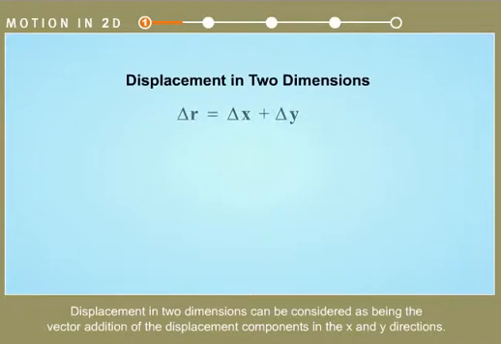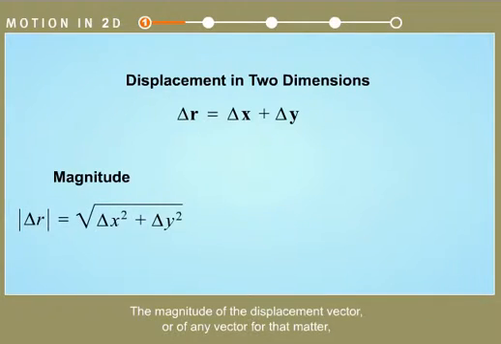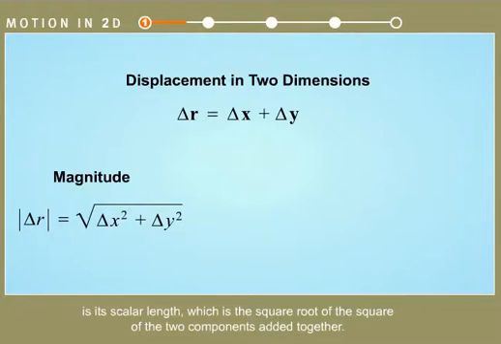Displacement in two dimensions can be considered as being the vector addition of the displacement components in the x and y directions. The magnitude of the displacement vector, or of any vector for that matter, is its scalar length, which is the square root of the square of the two components added together.